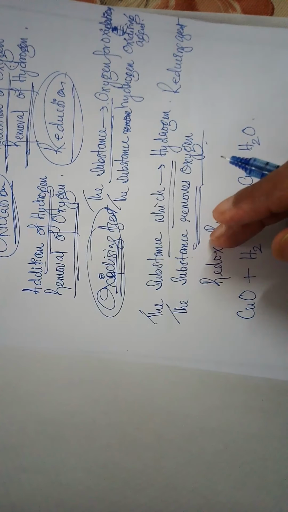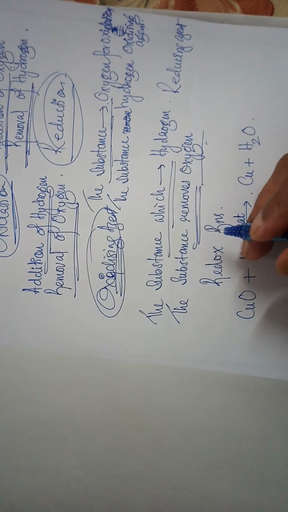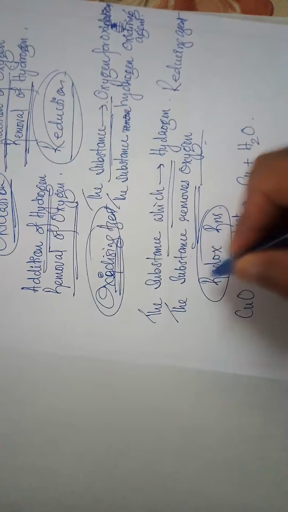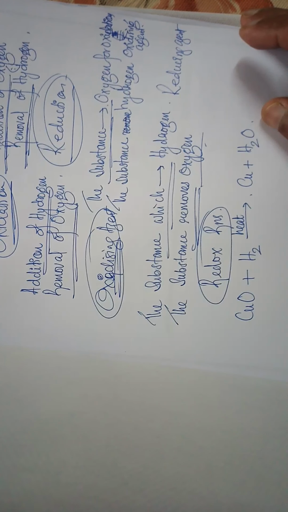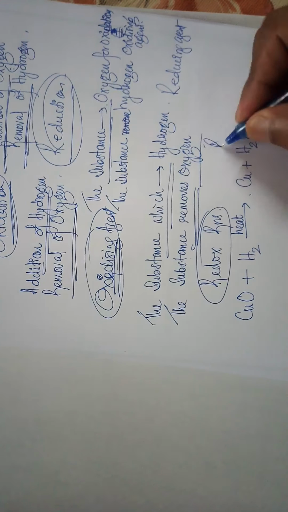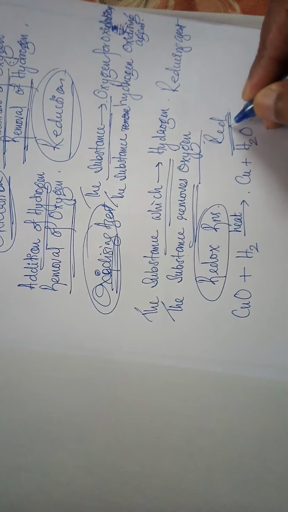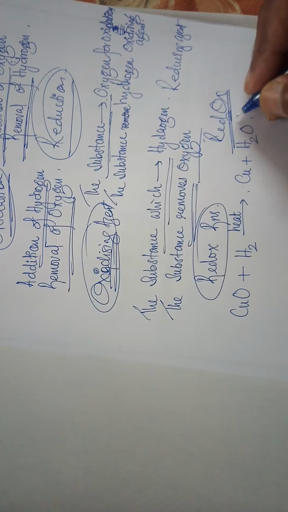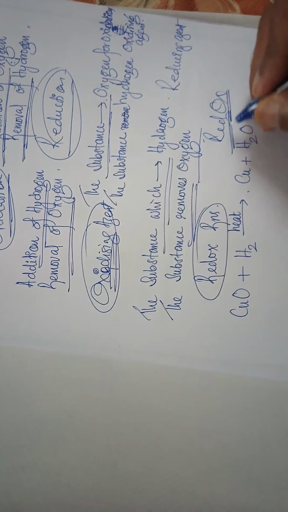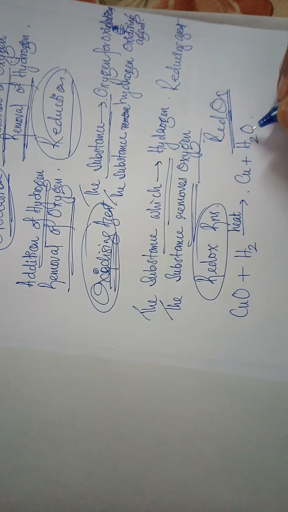The oxidation and reduction reactions are also called redox reactions. Redox: red is from reduction, and ox is from oxidation. So oxidation and reduction both happen in one reaction.